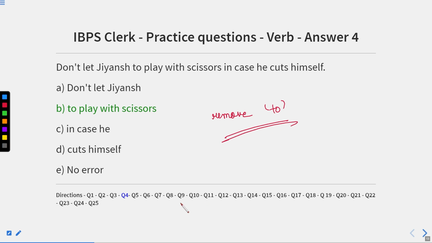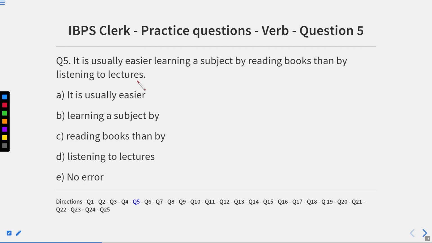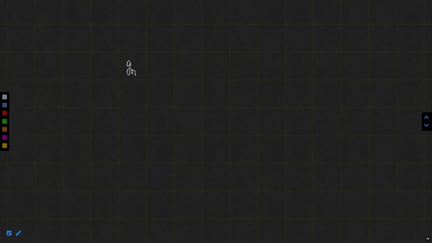Now let us move to the next sentence. It is usually easier learning a subject by reading books than by listening to lectures. Now, whenever we have a word easier, there are two conditions. One is infinitive and another is gerund. Now, gerunds are actually noun forms. So, whenever we need an object or the subject, we make verb as the gerund. For example, if we want a word which looks like verb, but we want it in the subject place or the object place, we write it in ing form, and that is called gerund.